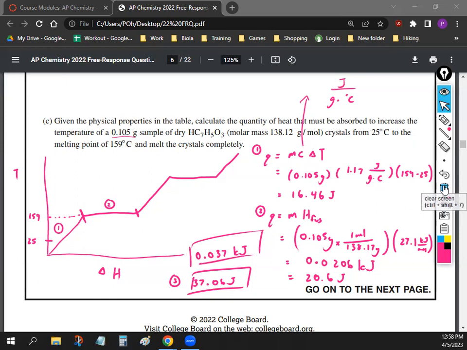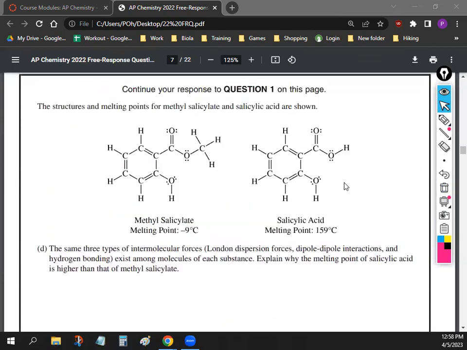So part D. All right, so you've got the structures and the melting points for the two compounds we're talking about here. Here we have MS, here we have SA. If you notice, the only real difference is in the top right corner of the structure. So the same three intermolecular forces exist between both of them. They both experience the same intermolecular forces. Now, that doesn't mean the strength is the same. You can have the same forces, but the strength of the forces might be different.